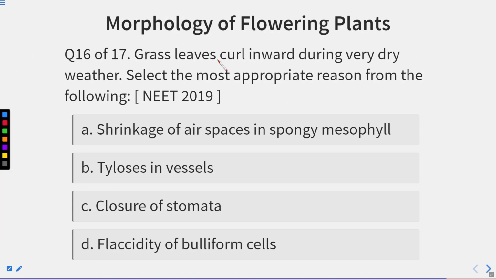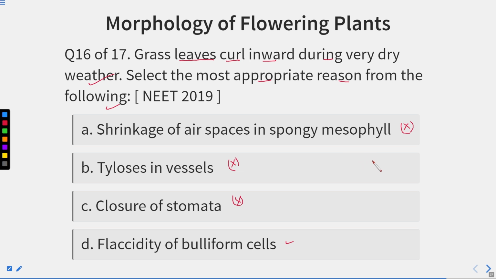The next question is grass. Grass leaves means monocot. They're talking about monocots. The leaves of the grass curl inward during very dry weather. Now here we have to select the most appropriate reason for the following. First is the shrinkage of air space in spongy mesophyll. This is not true. Tylosis in vessels. This is also not true. Closure of stomata. Not true. Flaccidity of the bulliform cells. This is the correct answer.